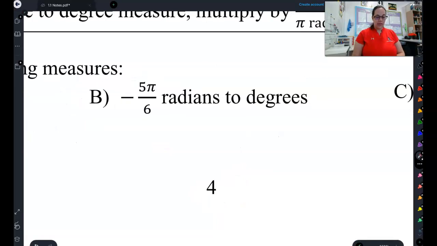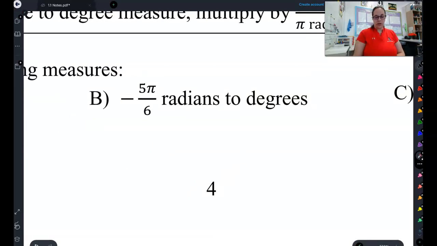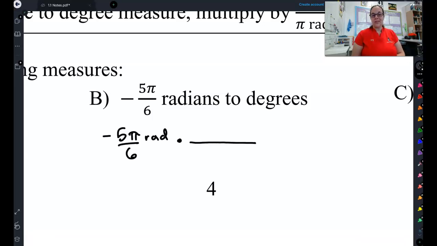So now that you've tried that, I would like you to try to go the other direction. So start with negative 5 pi over 6. This is currently in radians. Multiply by our complicated looking 1 and simplify it to get how many degrees this would be. Pause the video, try this on your own, and then come back to check your work.